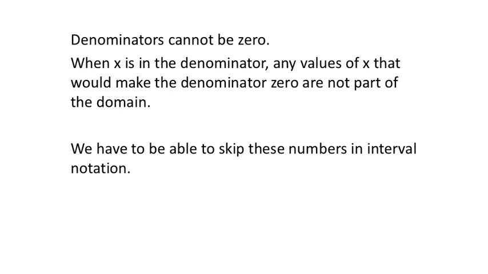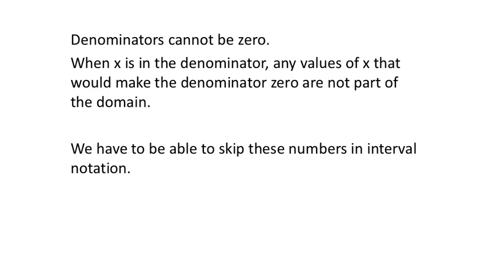And yeah, we know denominators cannot be zero, so if x is in the denominator, any values of x that would make the denominator zero are not part of the domain. So we'll have to figure out how to do this with interval notation. Set builder notation makes that really convenient, but we'll see what it asks for. And so yeah, we have to be able to skip those values. If it's not included in the domain, we have to be able to skip those with interval notation.